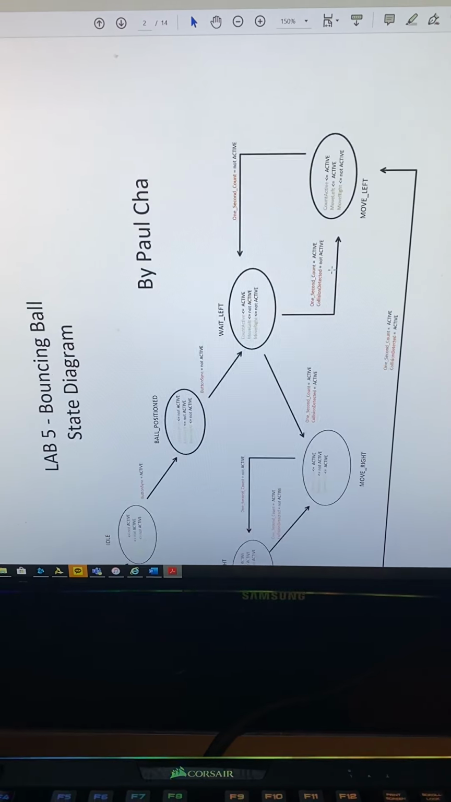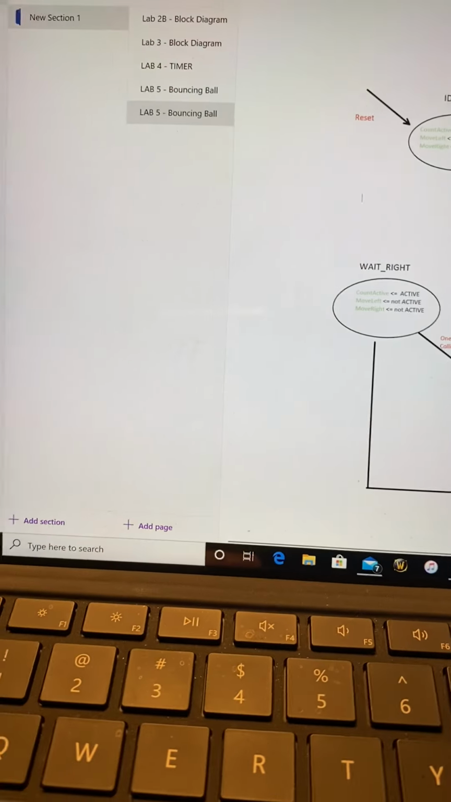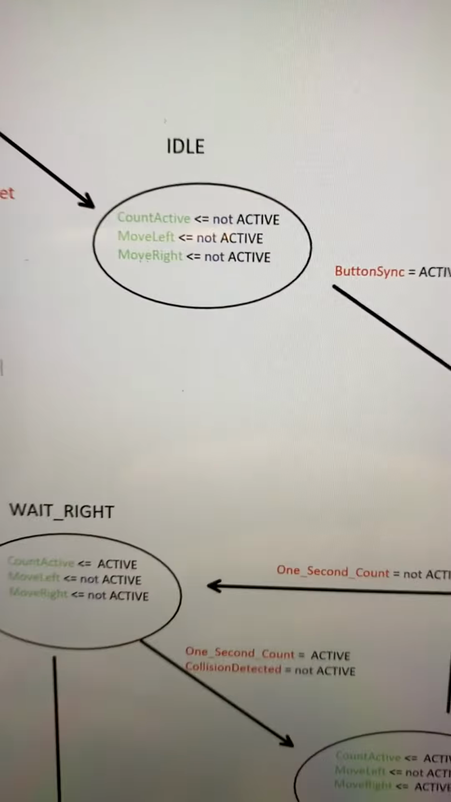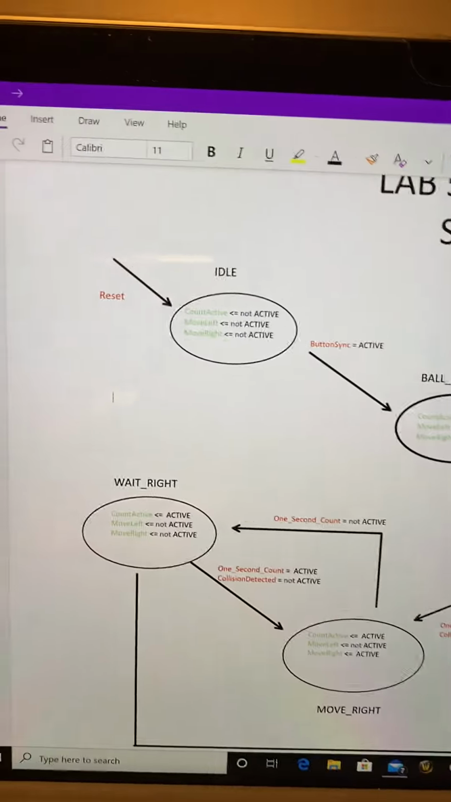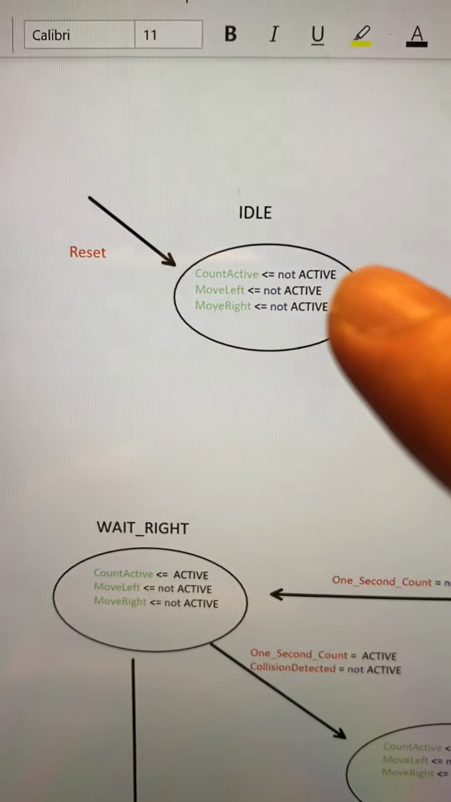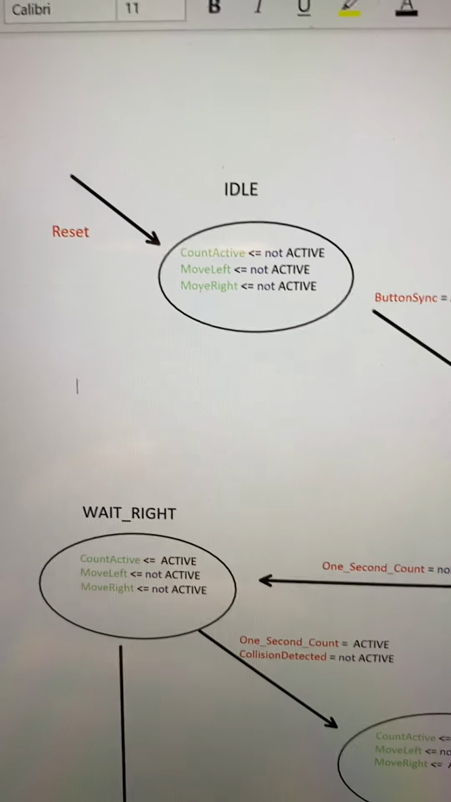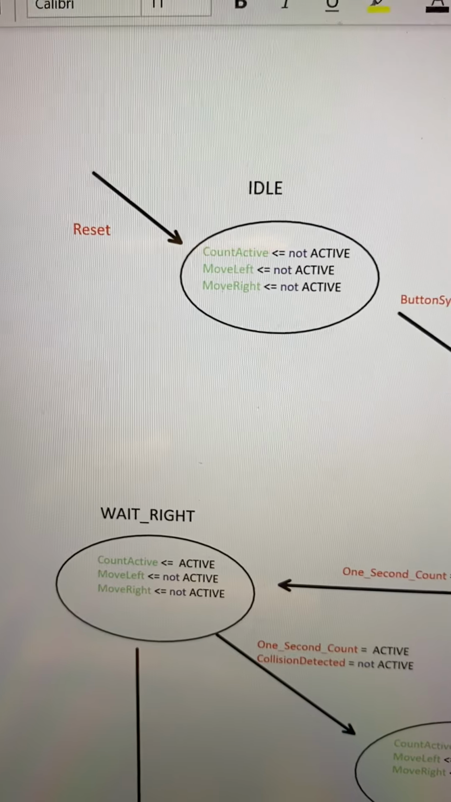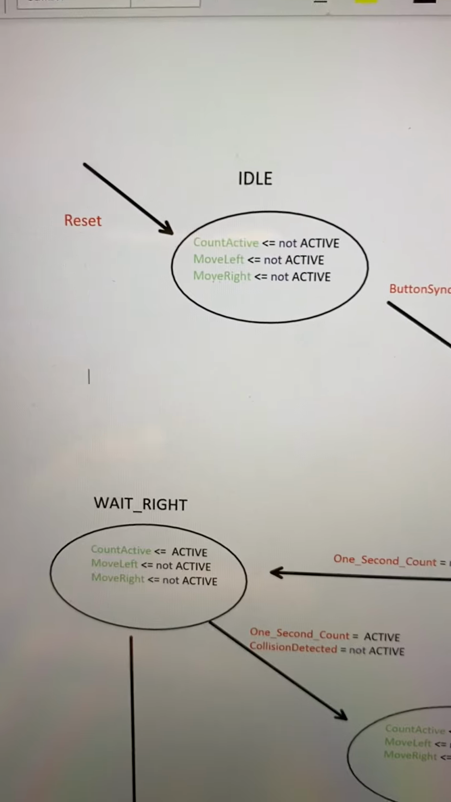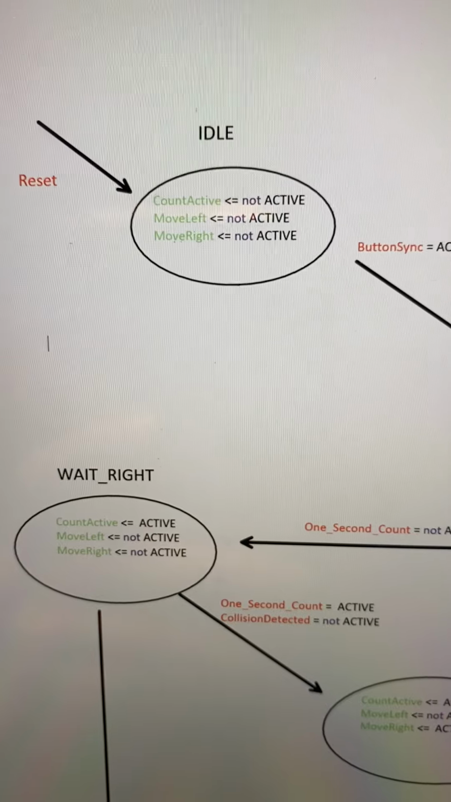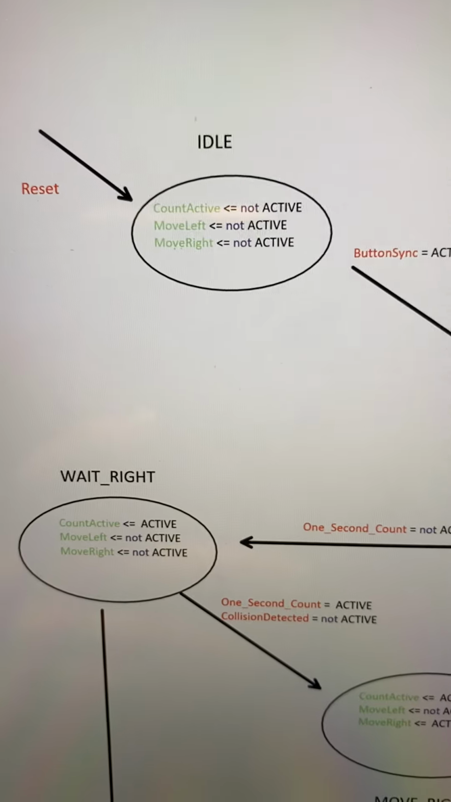So my block diagram. Let me pull that up from my Surface and kind of explain to you what I did on this one. So I pretty much kept it as simple as possible. So what I did was reset goes to idle, count active, move left, move right, they're all not active. So what count active does is it counts the rising edge of the clock up to 100 million because this is a 100 megahertz clock cycle. And move left, move right, I will explain that later.